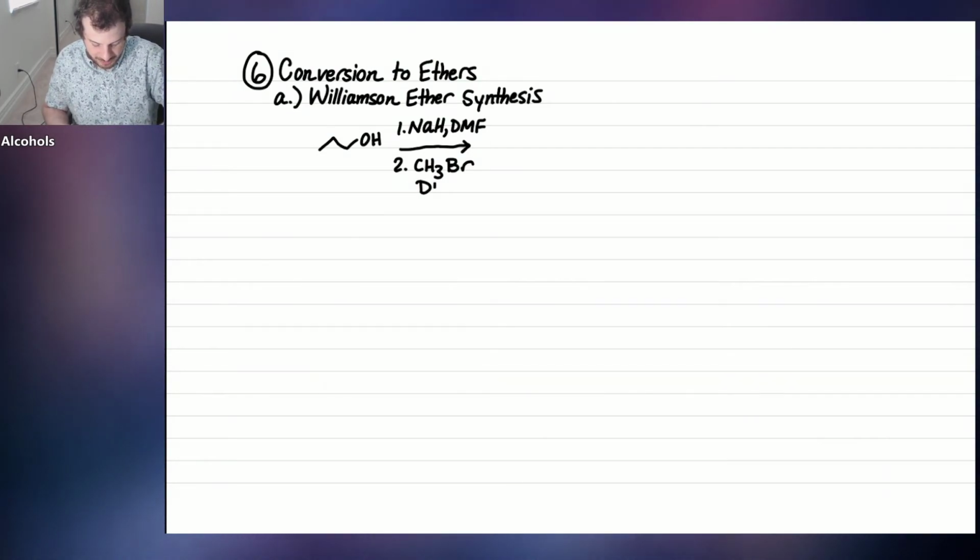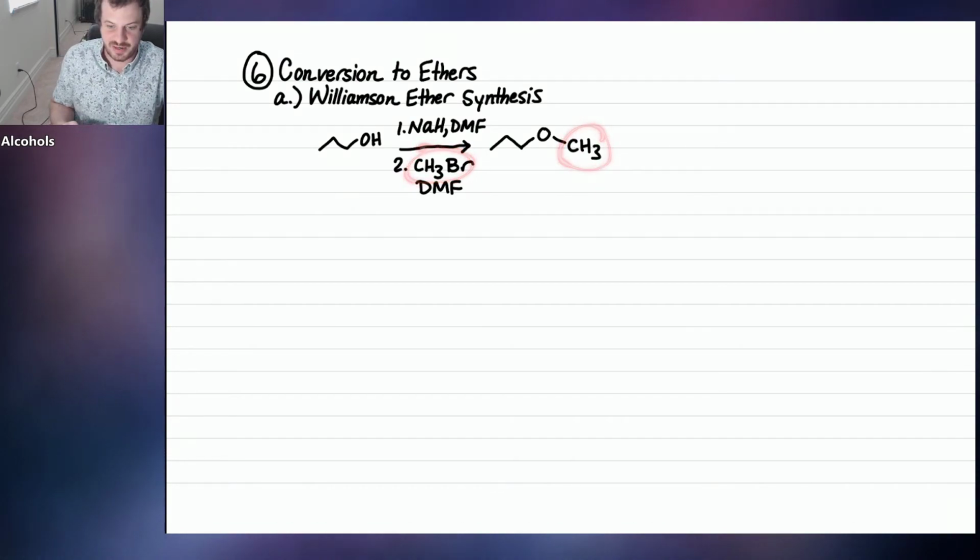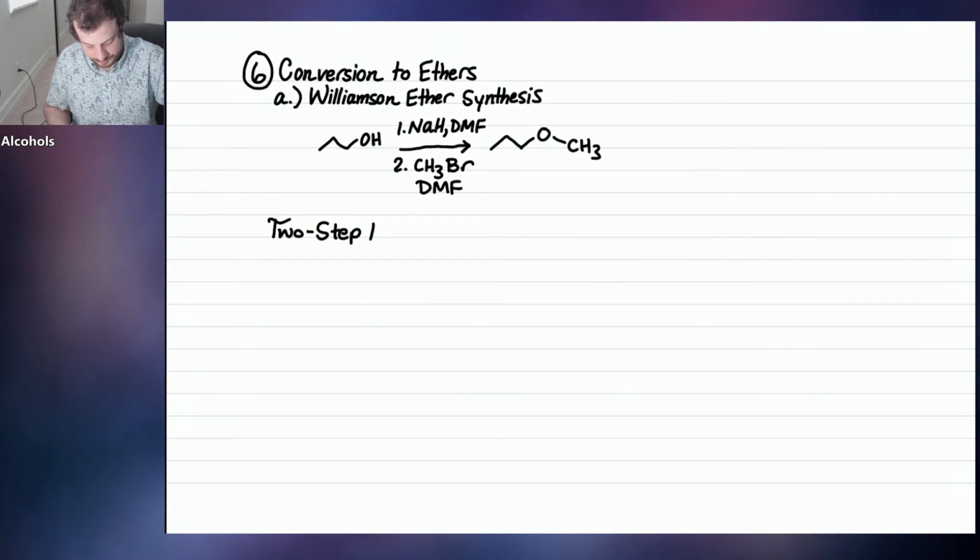Again, the solvent is DMF, because this is an SN2 reaction, and a polar aprotic solvent like DMF is really good for this reaction. What's going to happen is the H on our alcohol is going to get replaced with whatever substrate we added in step 2, minus the leaving group. So if we use methyl bromide, we're going to add a methyl group instead of the hydrogen on the alcohol. Let's take a look at the mechanism of this transformation. As I said, it's a 2-step process.